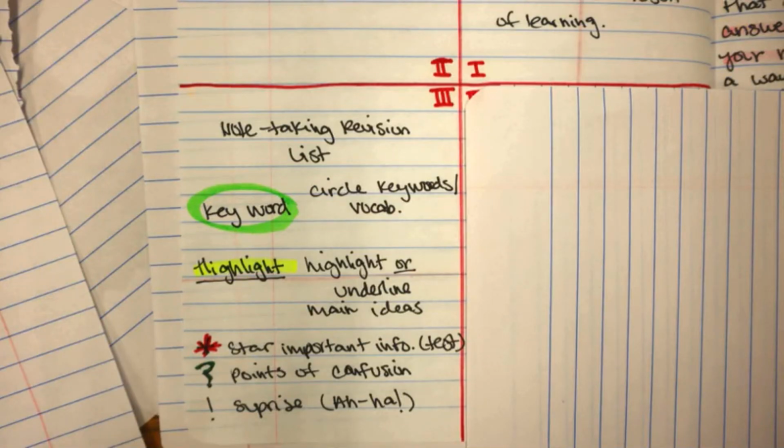Next, we have some note-taking revision lists that sometimes you might want to refer to in case you're confused. What do I do when I see a keyword or an academic vocabulary word? Oh, you circle it. What should you do when you have a main idea? Oh, underline or highlight it. What do you do when you have important information? You star it. What do you do when you have a point of confusion? You don't know what to do. You put a question mark. What do you do when you're surprised? Oh, I know. I had an aha moment. I feel good. I put an exclamation point.